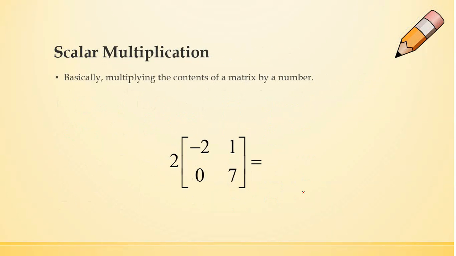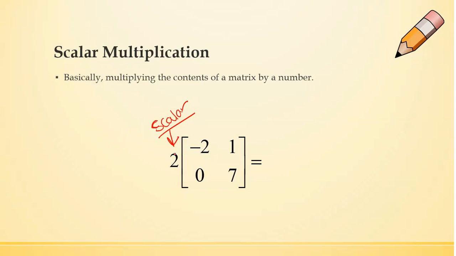Let's look at scalar multiplication. So, scalar multiplication is basically multiply the contents by the number outside the matrix. Why is it called scalar multiplication? In what's known as linear algebra, basically matrix algebra, any number that's like this is called a scalar. So any number that's not in a matrix is called a scalar number.